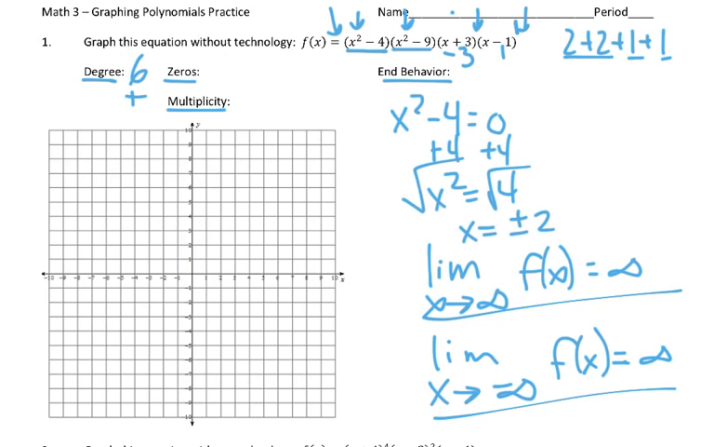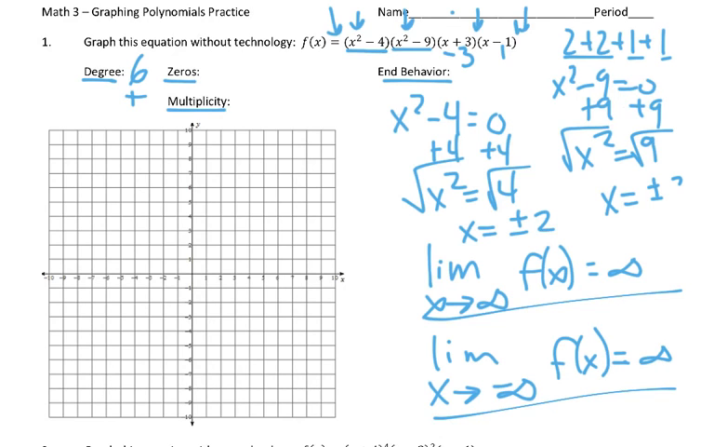Now let's take a look at this one. X squared minus 9 equals 0. So we'd add 9 to both sides. So we get x squared equals 9. Take the square root of that, and we get x equals plus or minus 3. Now we already have one negative 3, so that actually has a multiplicity of 2. So negative 3 with a multiplicity of 2. Okay. Positive 3 with a multiplicity of 1. That gets rid of those 3.